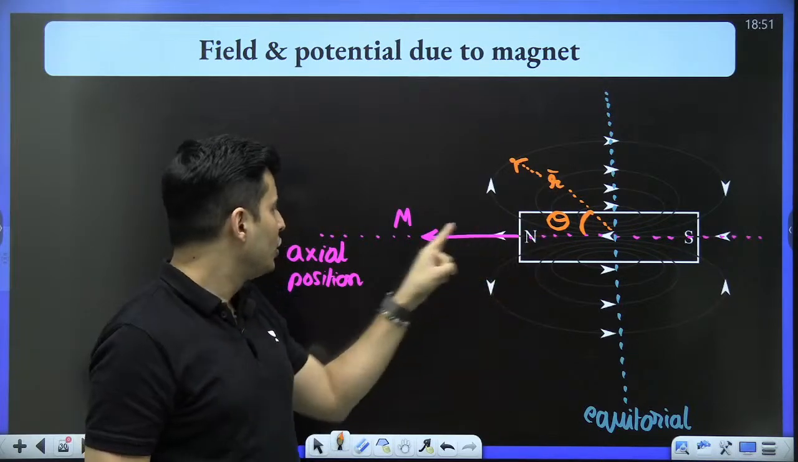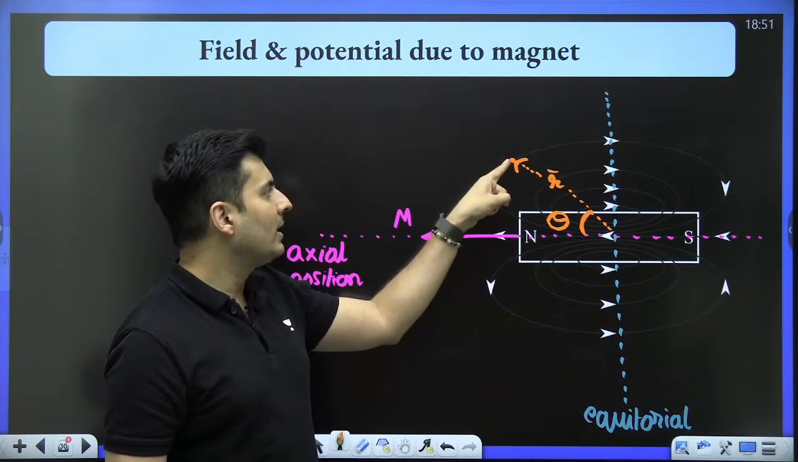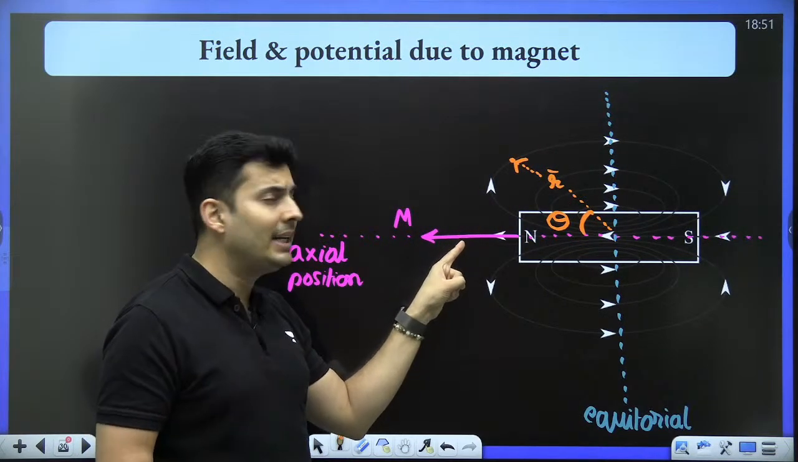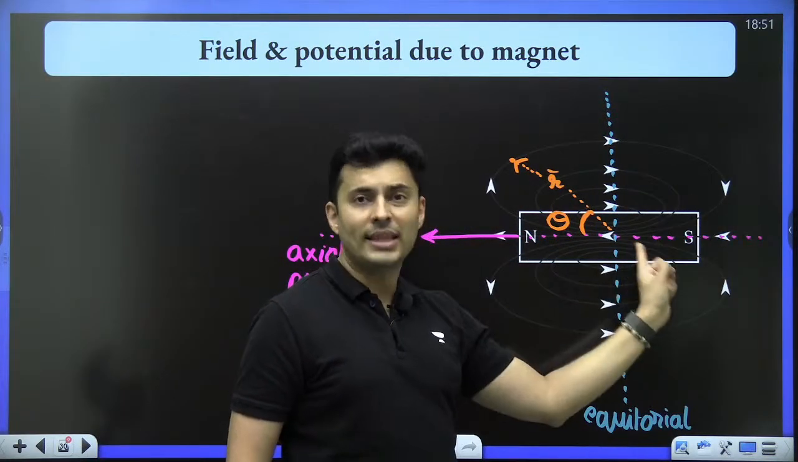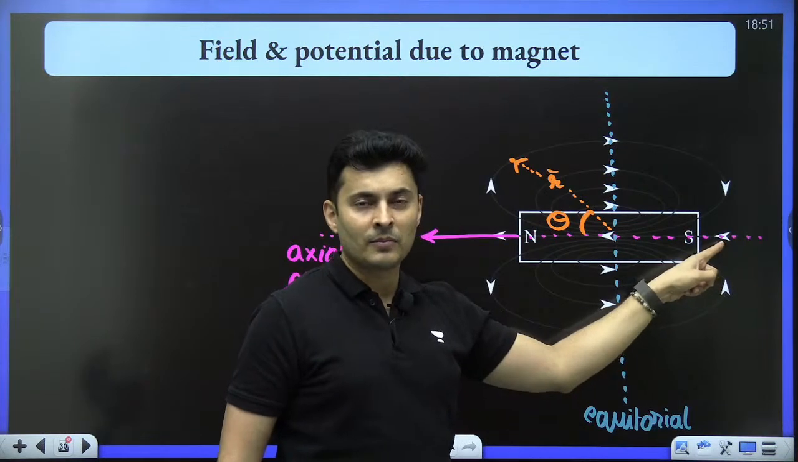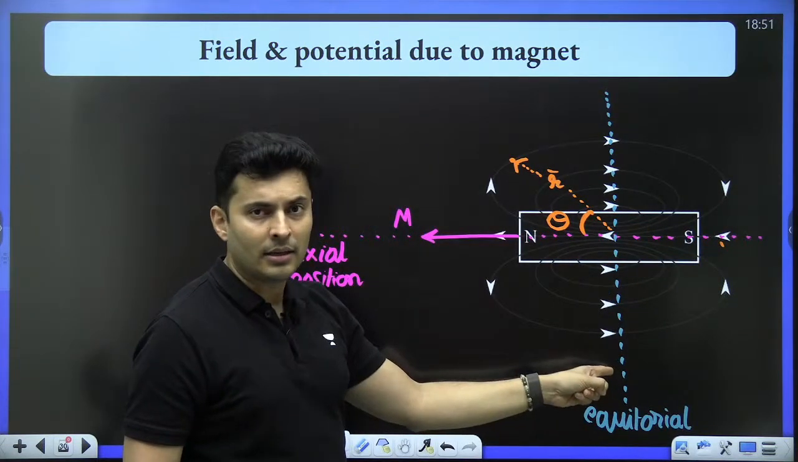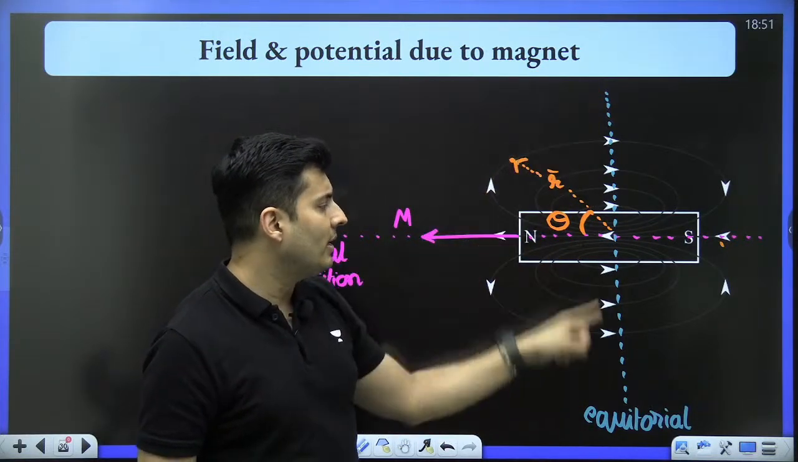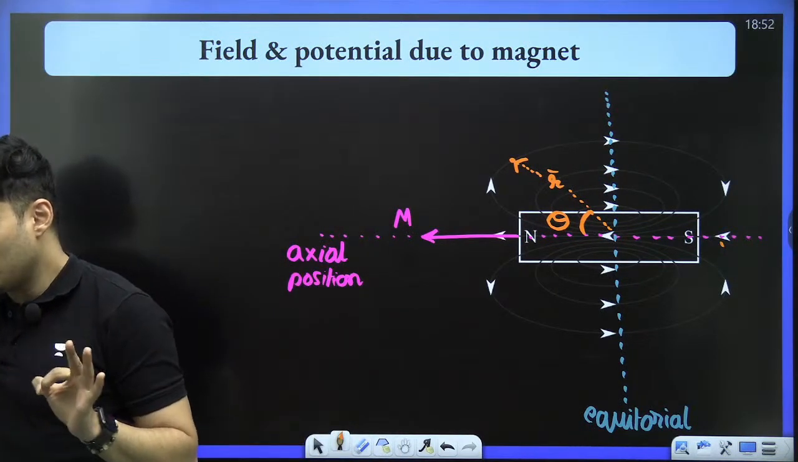For example, if you want to be on the axis, make the value of theta 0, and immediately that point will come down over here. Or make theta 180, and that point will go over here. You are on the axis, but on the other side. If you put theta as 90 or minus 90, you will be on the equatorial position. Does that make sense? Everyone with me on this?